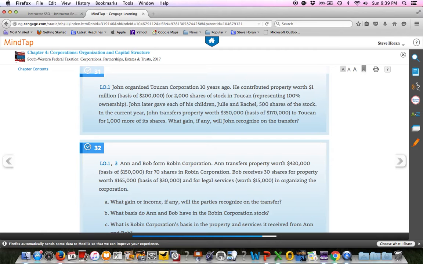Even though he originally owned 100% of the company, he only owns 66 2/3 after the transfer. Basically, there's 3,000 shares total floating around, and he now owns only 2,000 of those shares because he did own 2,000, which is all of them. He gave 1,000 shares away to his children. After the transfer, he owns 1,000 more shares, so a total of 3,000 shares are floating around. He owns 2,000, his children own 1,000, so he owns 2/3 of the company, basically 66 2/3. So it does not qualify as Section 351.